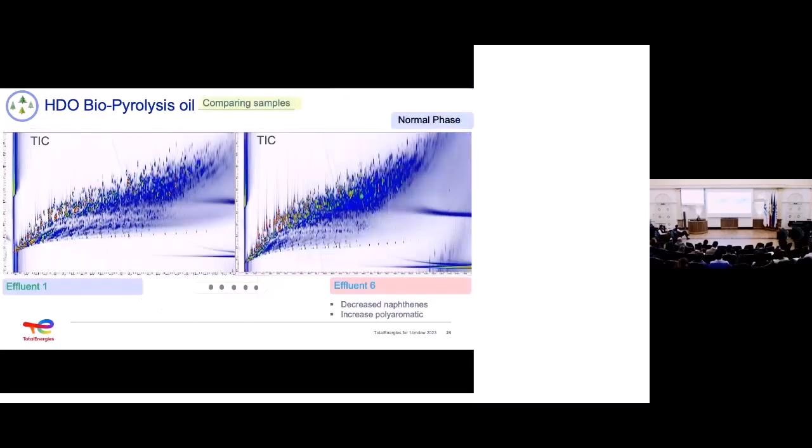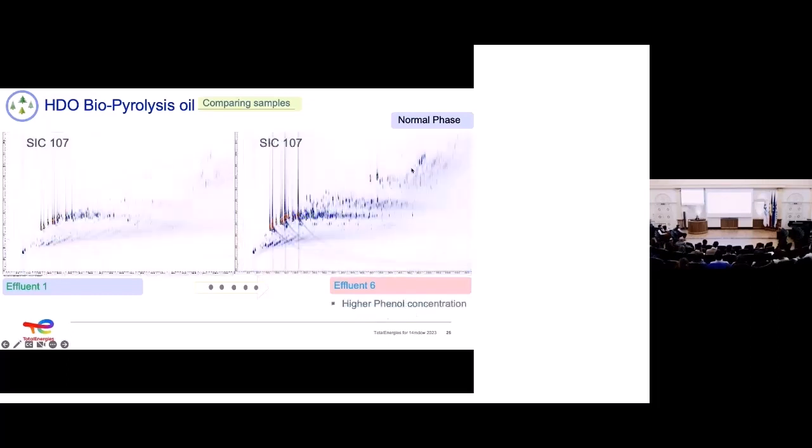So comparing samples, the effluent 1 with the effluent 6. Here we have the normal phase setup for the total ion chromatogram. So what we can see at first view is that in the effluent 6, we have fewer naphthalene compounds because they are in this region, and a high amount of polyaromatics because they are in this region. For the phenols, if we extract the ion 107, we're going to see that we have more phenols in the effluent 6 than effluent 1.